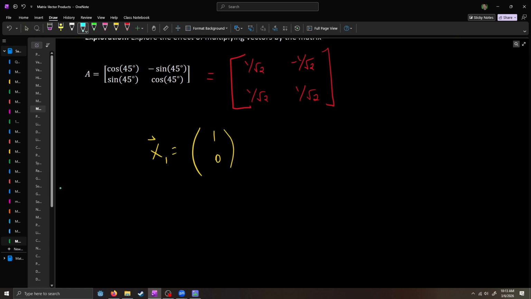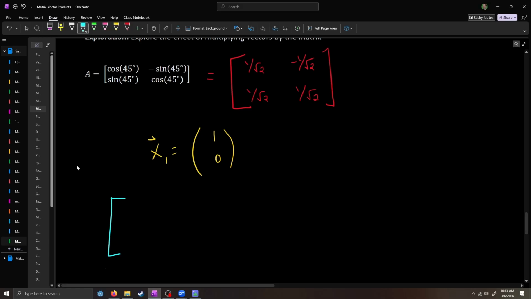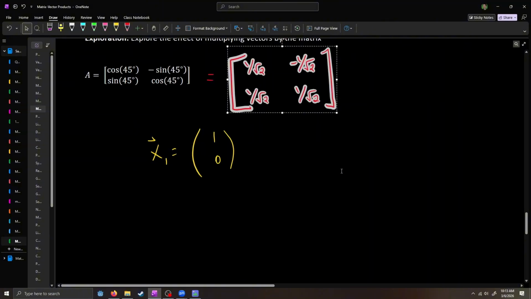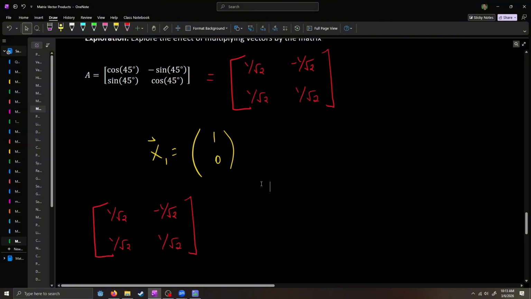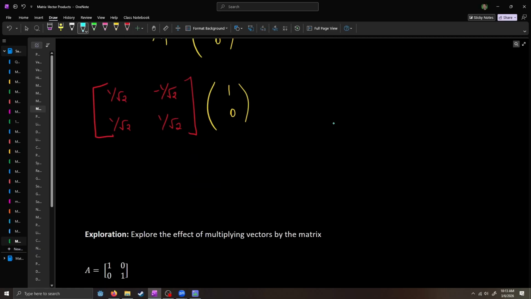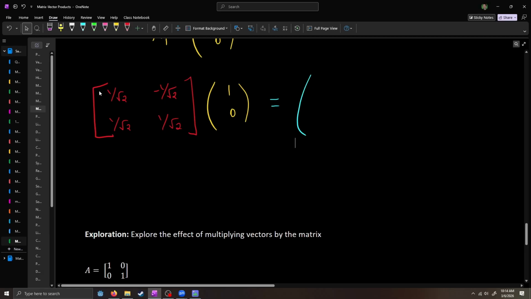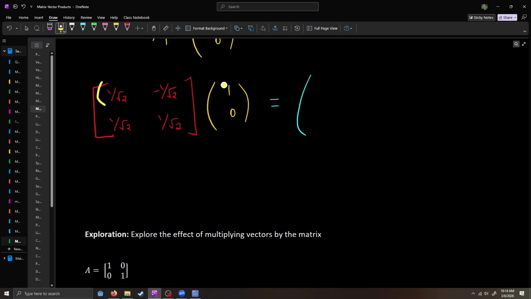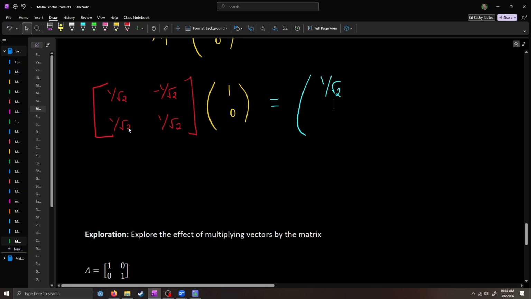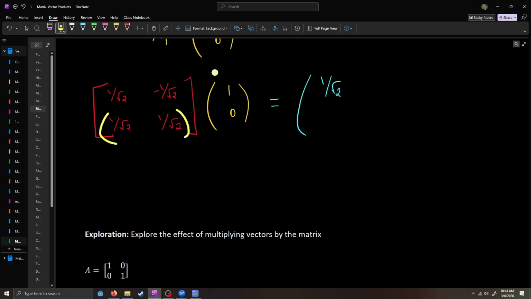So if I apply the matrix A, actually I'll just copy paste it because it's a lot of writing to do. I apply the matrix A to this vector. Then if I take the dot product of the first row of A with this column vector, I will get in the end just 1 over root 2, because that times 1 is equal to itself. So let me put down here 1 over root 2. And similarly, the dot product of the second row with this vector is again 1 over root 2.